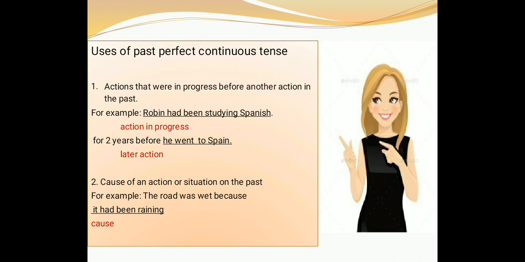We can also use this tense to show the cause of an action or situation in the past. For example, the road was wet because it had been raining. That second part of the sentence, it had been raining, shows why the road was wet.